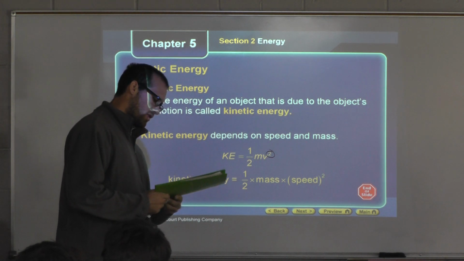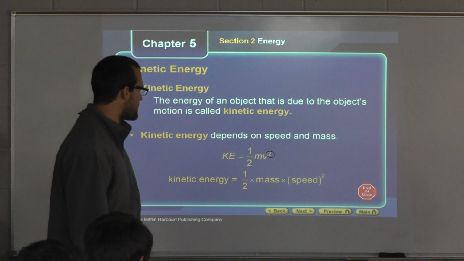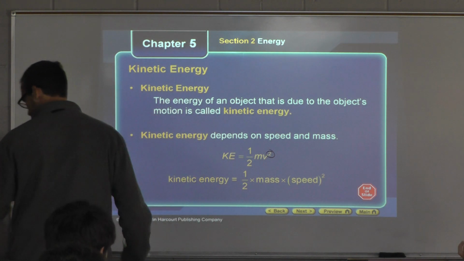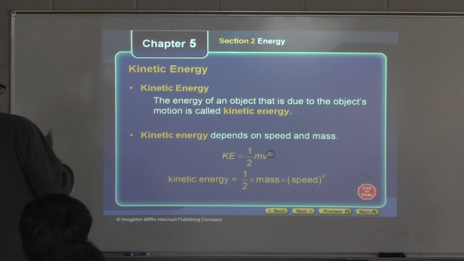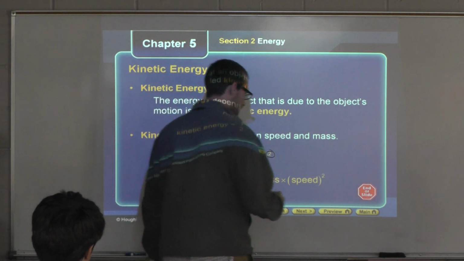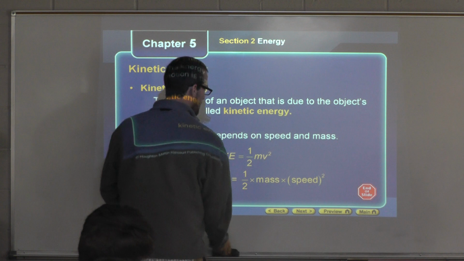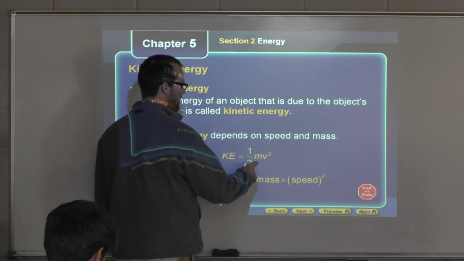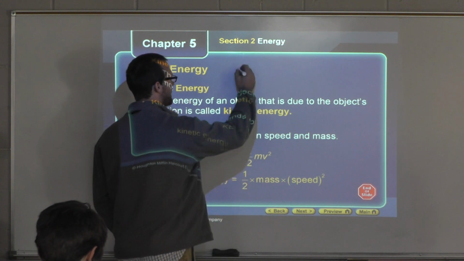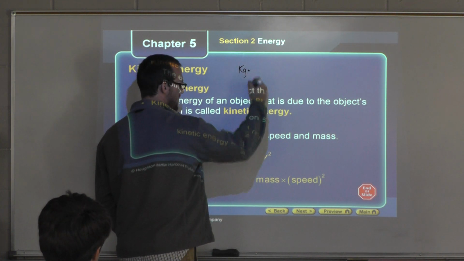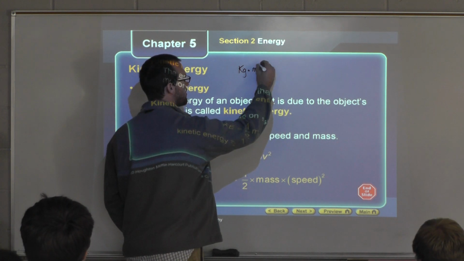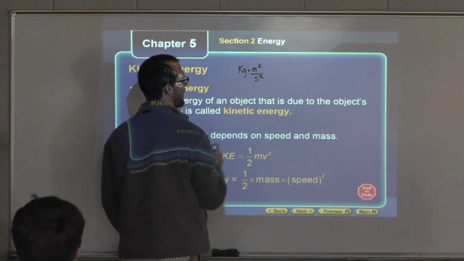Now I was going to derive an equation for you, but we don't have time, so I'll just give it to you in a sec. What is kinetic energy's unit? Joules. Now I want to show you how this becomes a joule. A mass is going to be kilograms, and then a meter per second, that whole thing squared. So it's really a meter squared per second squared.